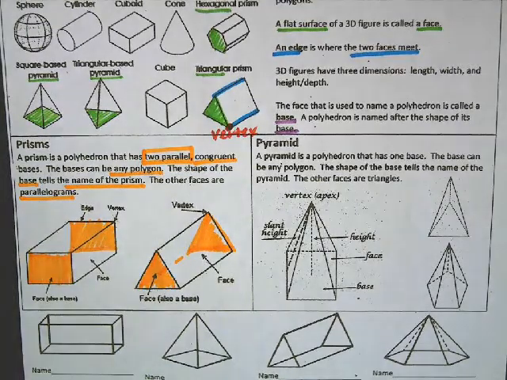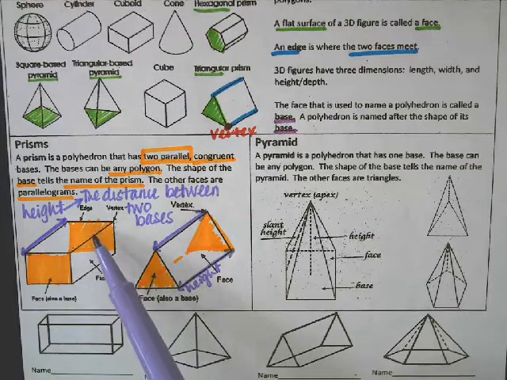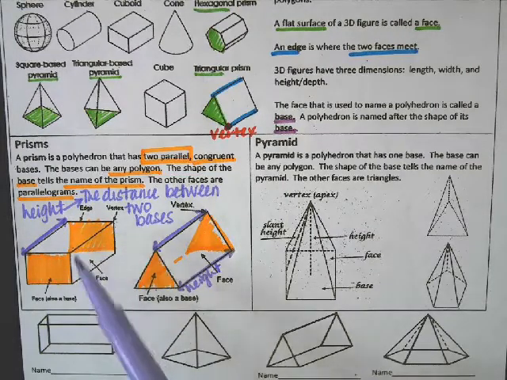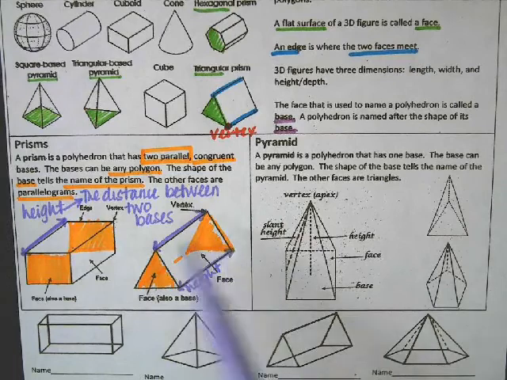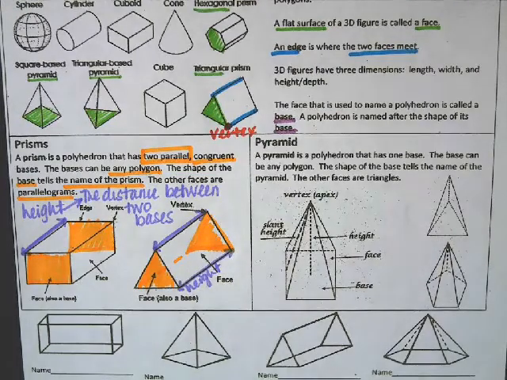Now, if we're talking about the distance between 2 bases, the distance between 2 bases is actually going to be the height. If you take a look at my picture, you'll see that I've labeled that from this base to this base is known as the height. Whereas I have a triangle to a triangle, the distance between those two bases is also the height. Remember, we have two parallel or congruent bases.